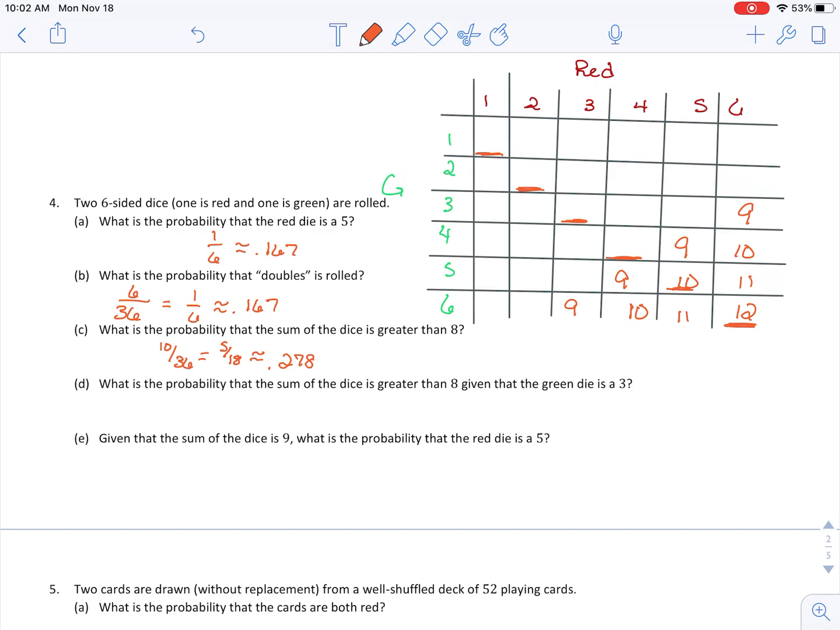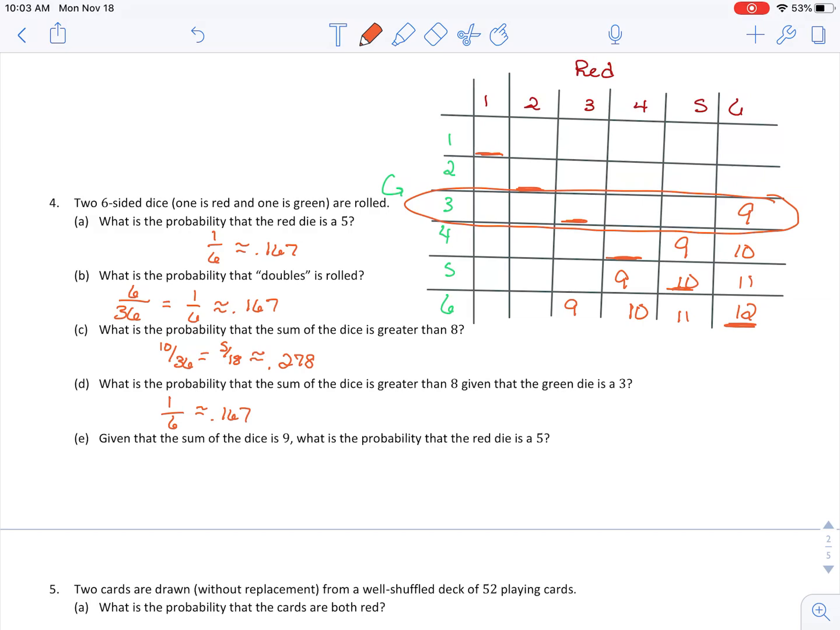So then part D, what's the probability that the sum of the dice is greater than 8, given that the green dice is a 3? We have a limiting condition now. The green dice has to be a 3. So if the green dice is a 3, there are only 6 things that can happen. Of those 6 things, one of them is that your sum, I'm sorry, is greater than 8. So this is another one that could be 0.167.